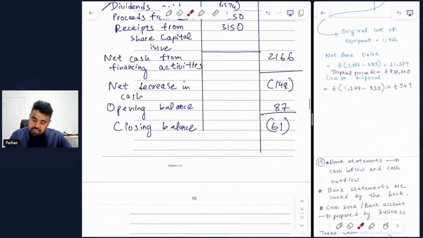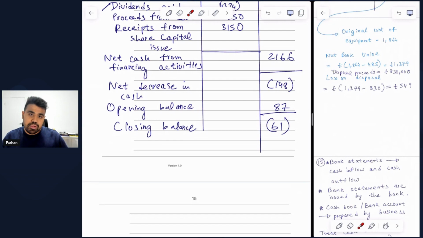So you're adding 87 to the net decrease in cash of 148, and what you end up with is a negative balance of 61 for cash and cash equivalents, which is also known as the closing balance at 30 June 2016. And that is negative 61. So negative 61 here refers to a bank overdraft. In other words, the business does not have enough money available in the bank account. Rather, it has a negative amount, a deficit of 61. And if the business has a deficit in this case, this is what we classify as a current liability.